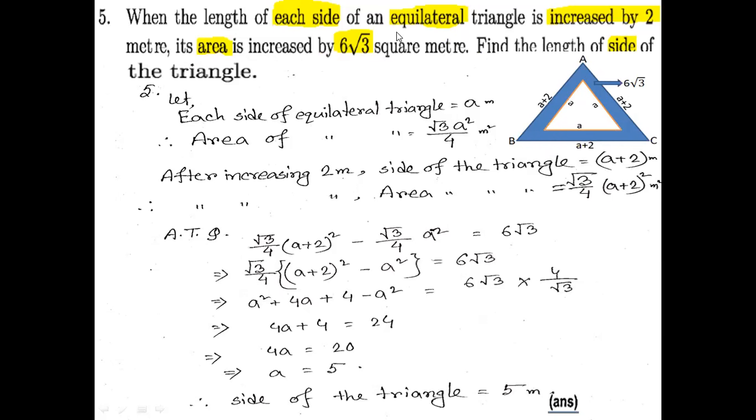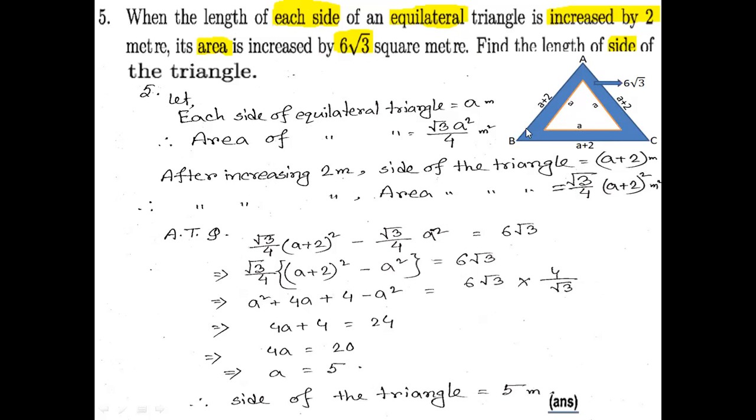According to our question, this is our assumption: the side of the equilateral triangle is a, and the area will be root 3 by 4 into a square. After increasing by 2 meters, the side of the triangle will be a plus 2 meters, and the area will be root 3 by 4 into a plus 2 whole square. Why? Because now the length of the side is a plus 2, that's why root 3 by 4 into a plus 2 whole square.